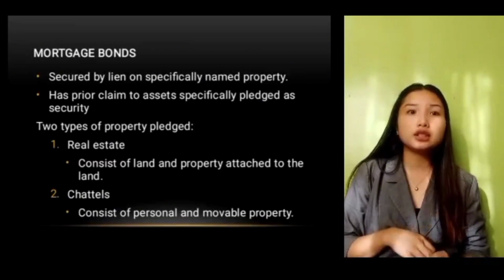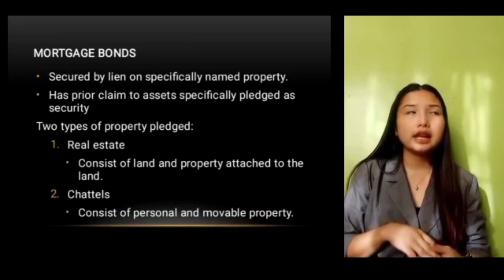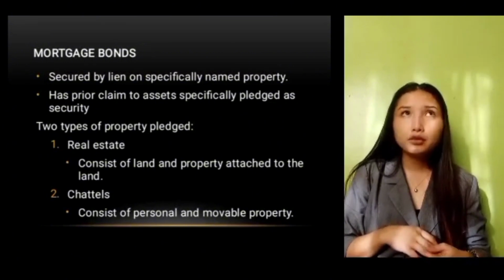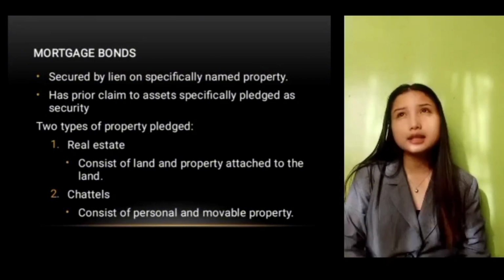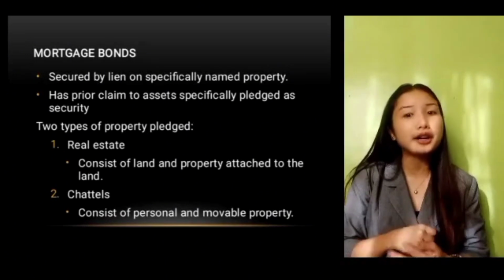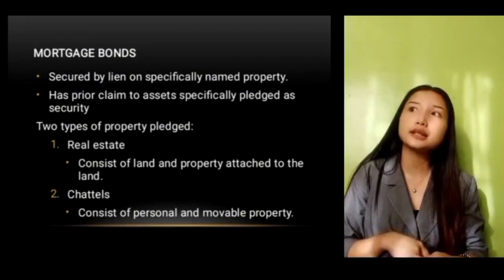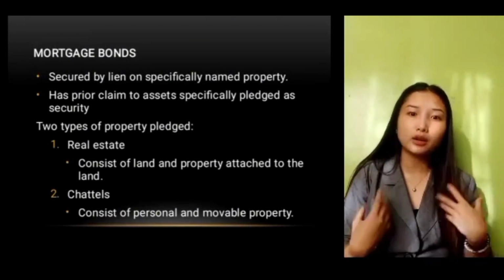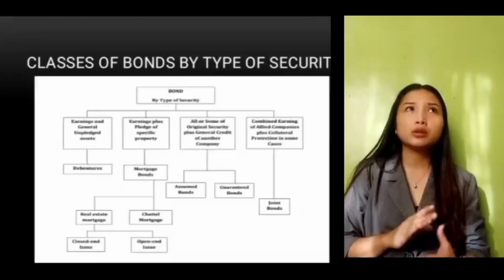The second one is chattels. It is a personal and movable property. So chattels is like for example cars, furnitures, and jewelries, like kanang makuan ra siya. So pwede na siya mahimong collateral.